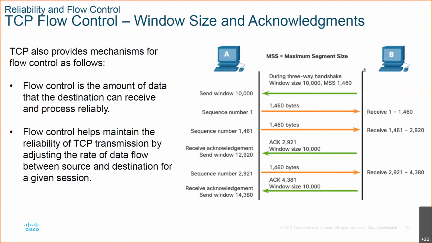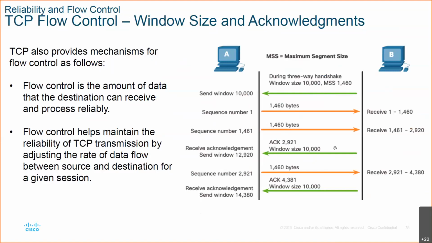What it does is, it will send the maximum window size. Remember, we studied this in the lecture, sliding window. And it will also have a maximum segment size. It will send this to the sender. Based on this, it will see that the window size is 10,000 and the maximum segment size is 1460, and then it will start sending the data.